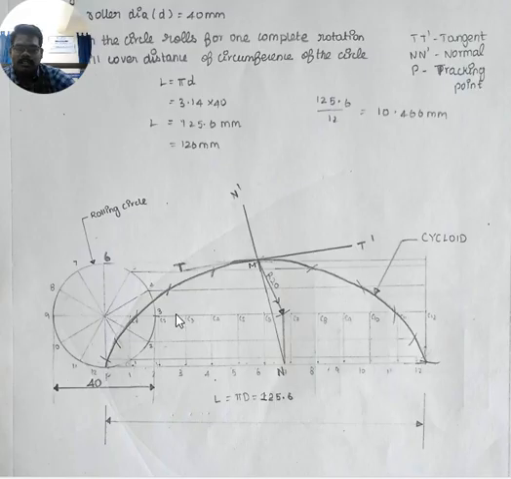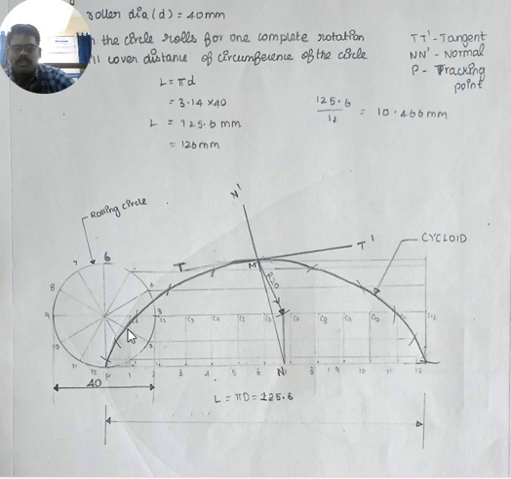So when the circle rolls, the radius remains the same, but the center point keeps on changing. When the circle is here, this is the center point. Suppose the circle is shifted somewhere, this may be the new center point. This is the third center point, fourth center point, fifth center point. So we have to find out the new center points.